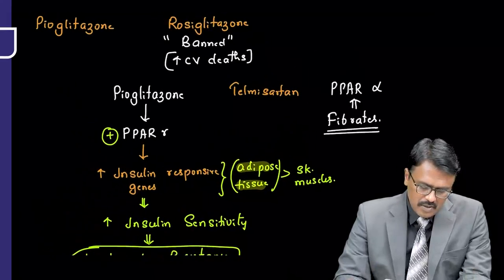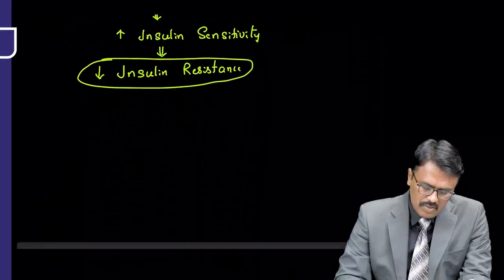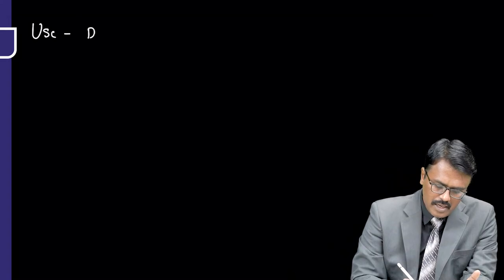So once you understand pioglitazone, you need to summarize the thing. What is that? There are only two insulin sensitizers that we have. One is metformin, one more is pioglitazone. Now remember, pioglitazone is only approved for diabetes type 2.